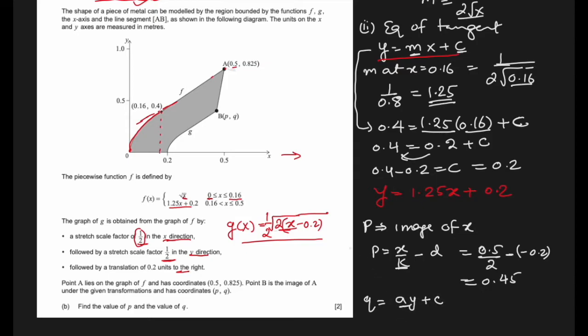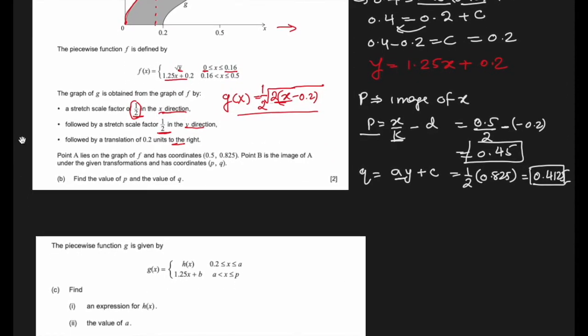Similarly, Q. For Q, it will be a times y plus c. What is a? a is the coefficient of the whole function, which is half in this case. So half times the y coordinate of the original one, 0.825, plus c. And there is no plus here. After this whole function, there is no vertical translation. Only horizontal translation in the x direction was there. So this is the only one, which will be 0.4125. So we got it.